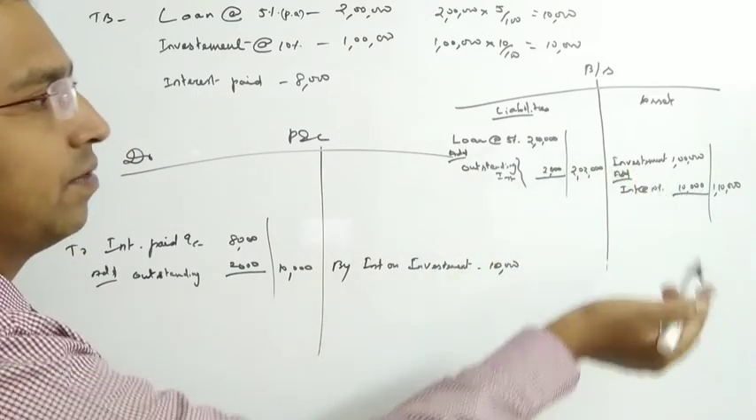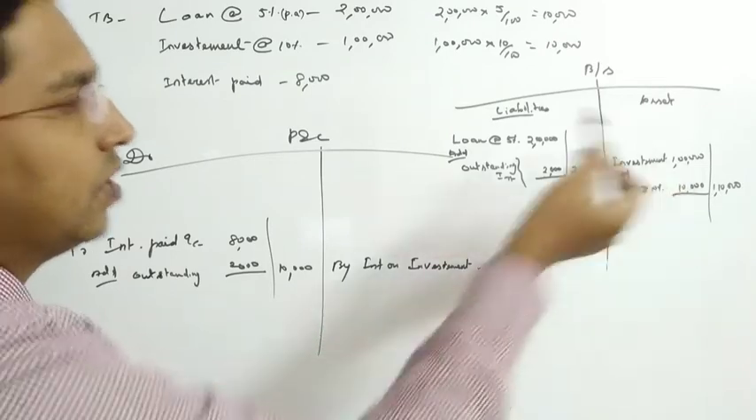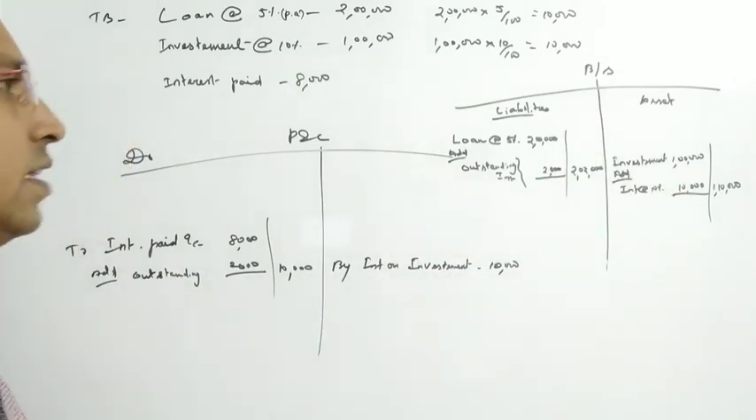So since this interest is yet to come to us, 1 lakh plus 10,000 is 1,10,000, our new asset value.